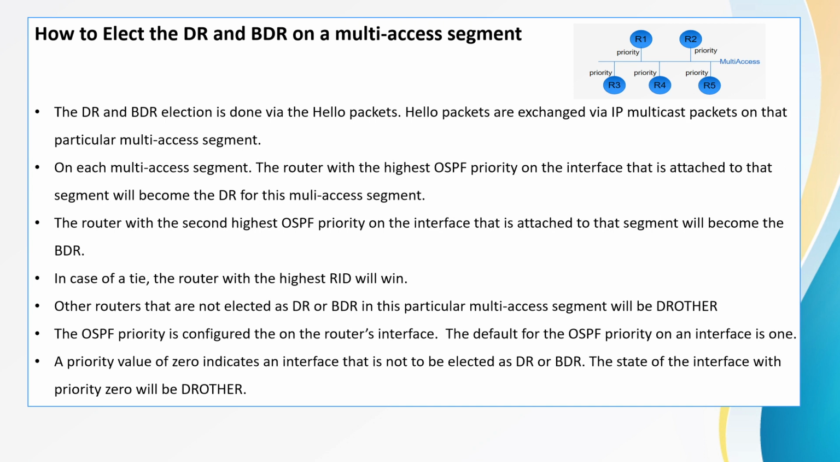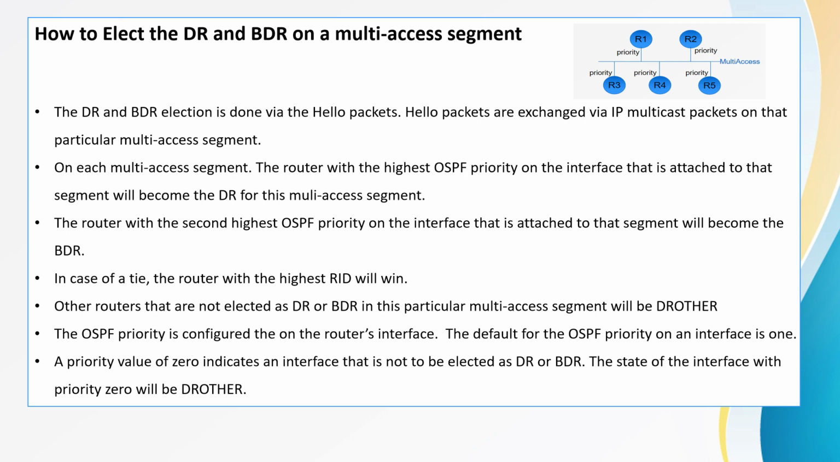So how to elect the DR and BDR on a multi-access segment? DR and BDR election is done via the hello packet. Hello packets are exchanged via IP multicast on that particular multi-access segment. On each multi-access segment, the router with the highest OSPF priority on the interface that is attached to the segment will become the DR for this multi-access segment.